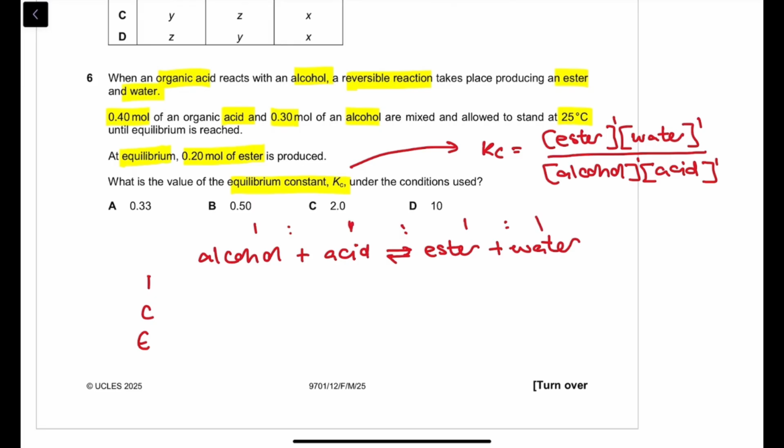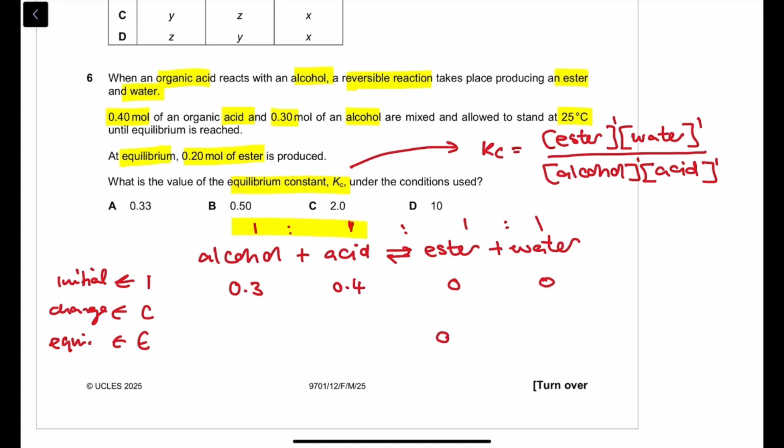So if we just fill in the details, now I use the ICE method, so the initial, the change, and the equilibrium values for moles. So I have 0.4 moles of acid at the start and 0.3 moles of alcohol. We can assume that there are 0 moles of ester and 0 moles of water because the alcohol and acid haven't reacted just yet. We did say that this is in a 1 to 1 molar ratio, which means that the acid is in excess.